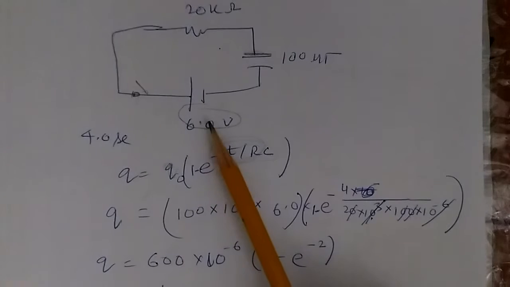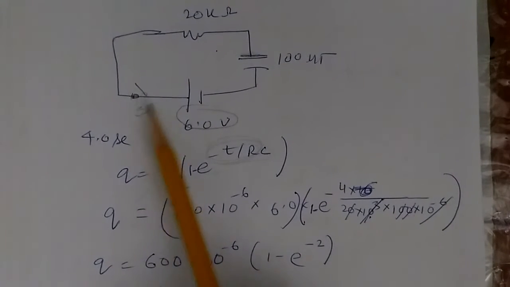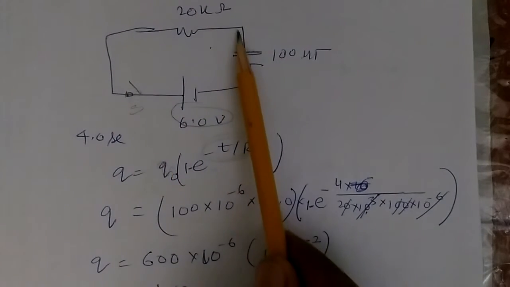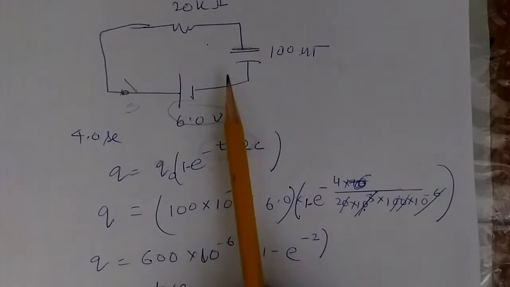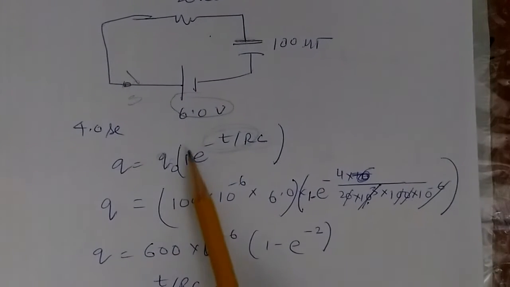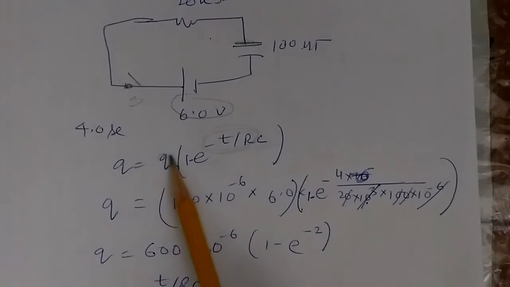So here is the 6 volt battery, and at time t equal to 0, let us say the switch is closed. So a current starts flowing and the capacitor starts getting charged. And this charging equation is given by Q is equal to Q naught times 1 minus e to the power minus t by RC. Where Q naught, what is Q naught?